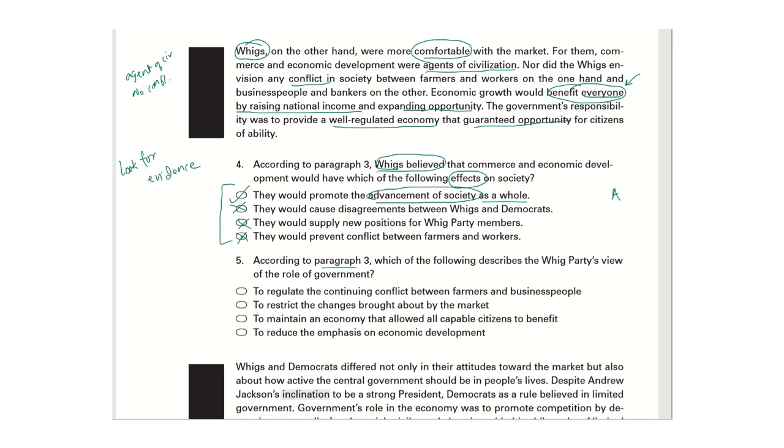According to paragraph 3, which of the following describes the Whig party's view of the role of government? So government has to coordinate, something like that is said. Provide a well-regulated economy that guarantees opportunities for citizens. To regulate the continuing conflict between farmers and businessmen. He talked about regulating, but he is not talking about regulating conflict. So I'll say tentative. Restrict the changes brought about by the market. Not at all restrict. To maintain an economy that allowed all capable citizens to benefit. Of course, he said this. That guaranteed opportunity for citizens of ability. Citizens of ability means capable citizens. So this is definitely said. Reduce emphasis on economic development. Not at all. So the answer is C.